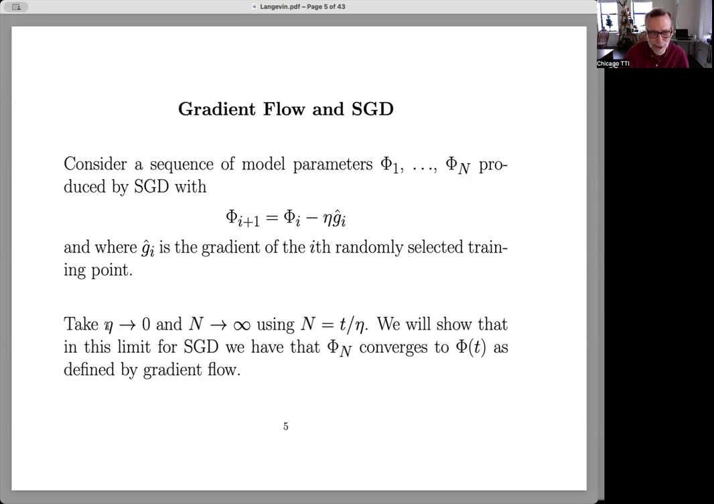I'm going to take eta to 0 and n to infinity simultaneously, with this relationship. As eta goes to 0, n is going to infinity as t over eta, where I'm fixing a value t. And what I'm going to show is that if I do capital N steps, where n is going to infinity but eta is going to 0, such that the time interpretation is the same.